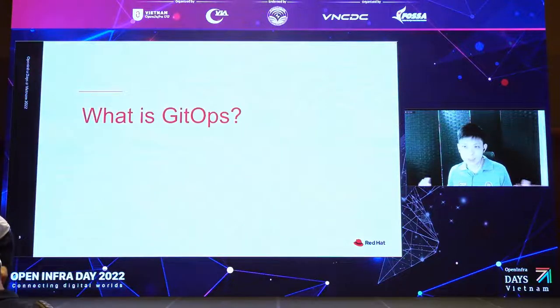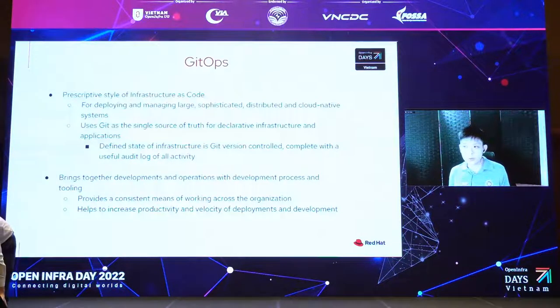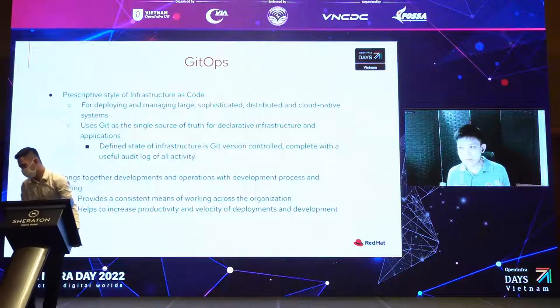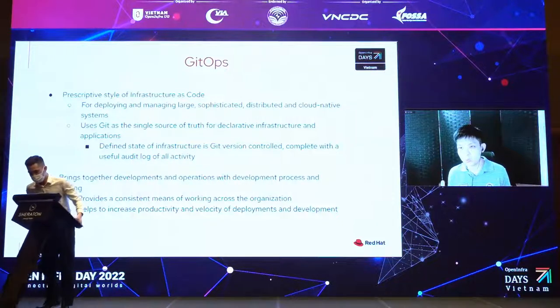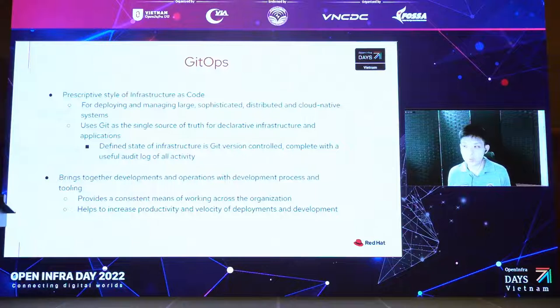So what exactly is GitOps? We know that it is really a prescriptive style of doing infrastructure as code. We really wanted to use concepts like GitOps when we are deploying and managing large, sophisticated, and cloud-native systems that are distributed in nature. We really want to be able to use Git as the single source of truth for declarative infrastructure and applications, so that we have a defined state of infrastructure where it is Git version controlled. We will be able to then deploy large-scale infrastructure at ease and with certainty.